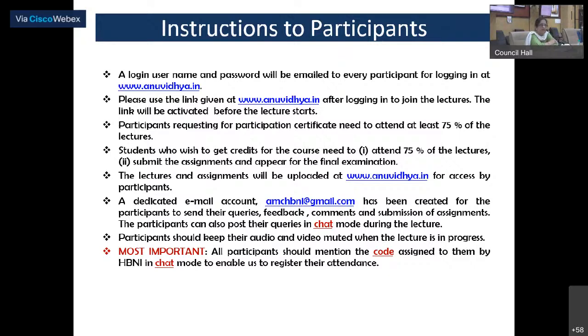Now here are a set of instructions for the participants. Login username and password will be emailed to every participant for logging in at the Anuvidya site, www.anuvidya.in. They have to use the link given at this site after logging in to join the lectures, and the link will be activated before the lecture starts. The participants who are requesting for participation certificates need to attend at least 75% of the course lectures. Students who wish to get credits for the course need to attend 75% of the lectures, submit the assignments, and appear for the final examination. The lecture and assignments will be uploaded at website www.anuvidya.in for access by all the participants.